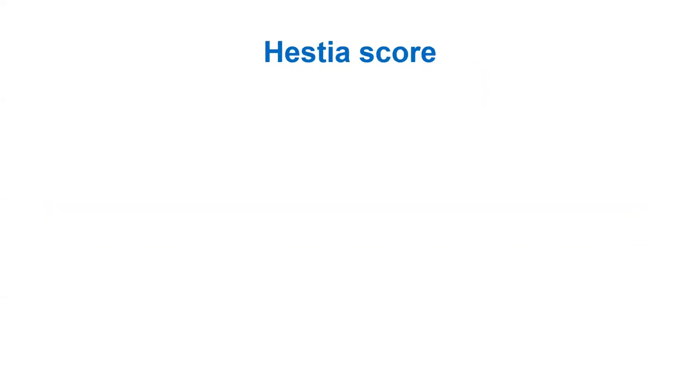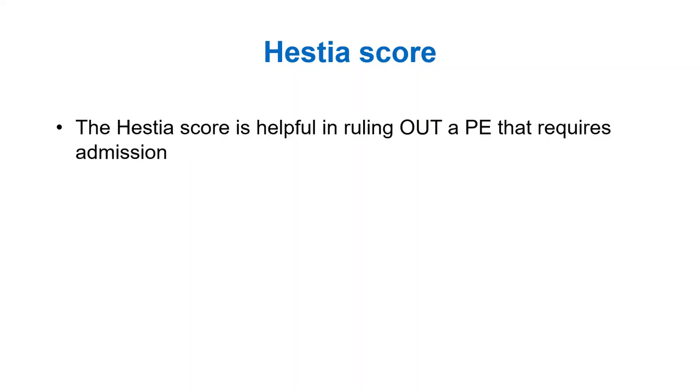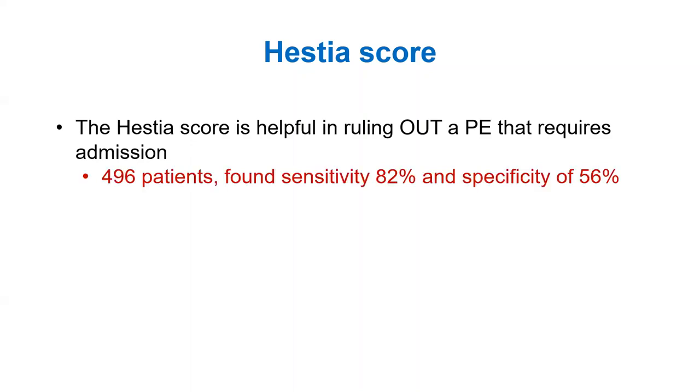So let's go over the Hestia score very quickly, and not the components. All of you know how to use MDCalc, but it's helpful in ruling out a PE that requires admission. It was validated in China in 500 patients and found to have a sensitivity of 82% and a specificity of 56%. The reason I give you this number is if you have a Hestia score of 0, we are saying that you can be managed as an outpatient, and that only has a sensitivity of 82%. It's what we've got, so that's what we should use.